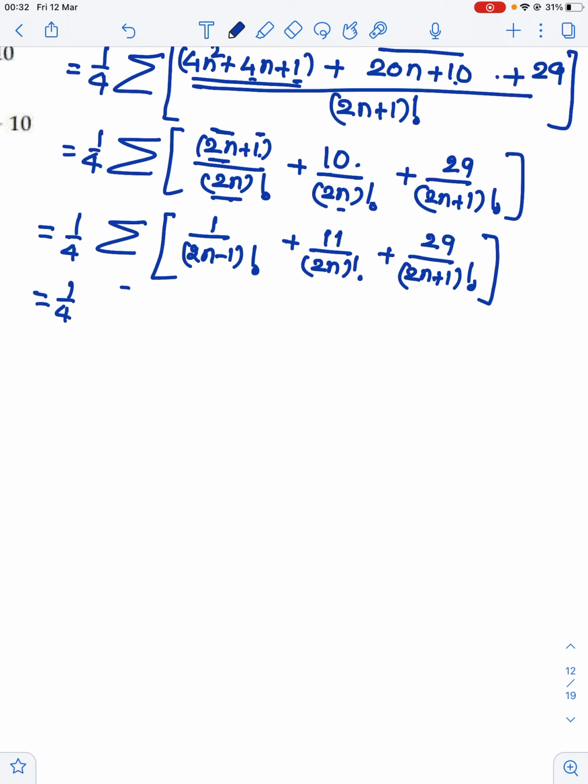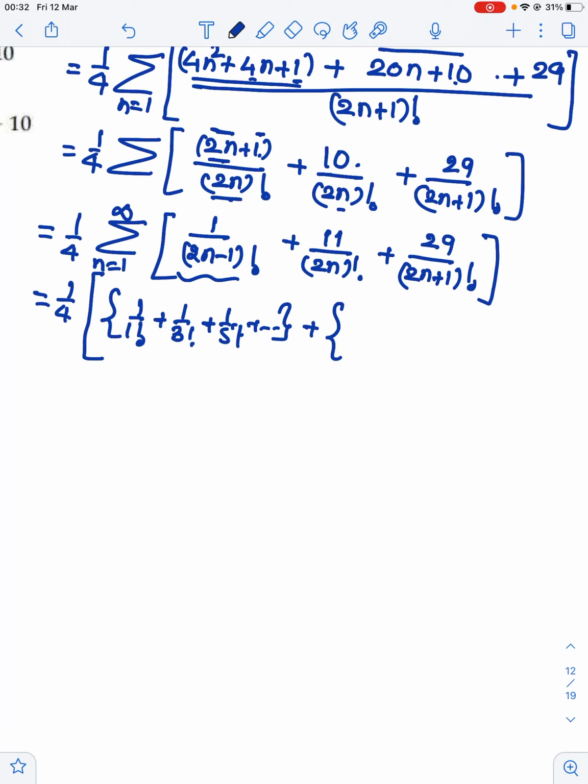Now if I write this sigma in expansion form to get an idea of the series, the first term, as we know, n is from 1 to infinity. So this is 1 upon 1 factorial plus 1 upon 3 factorial, 1 upon 5 factorial, and so on. The second term has 11 outside, multiplied by 1 upon 2n factorial. So 1 upon 2 factorial, 1 upon 4 factorial, and so on. The third is 29 times 1 upon 3 factorial, 1 upon 5 factorial, and so on.